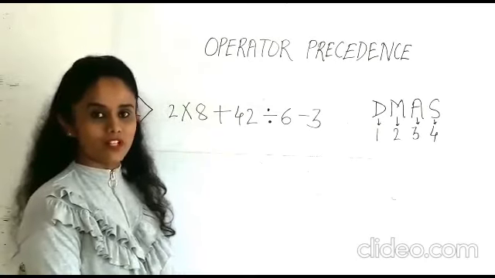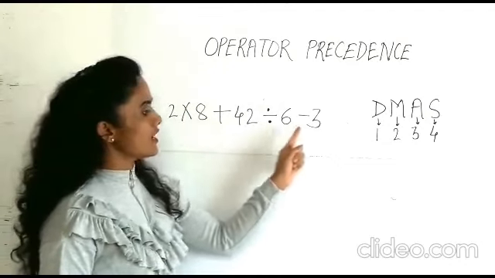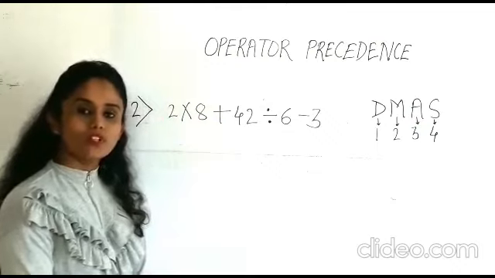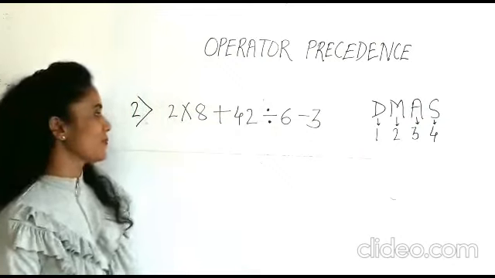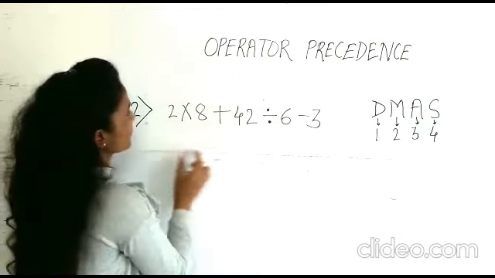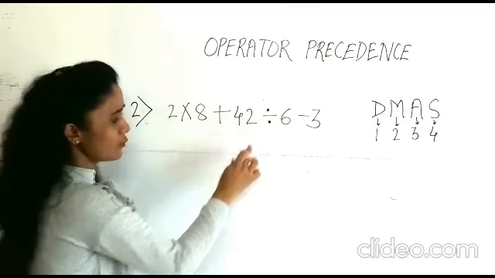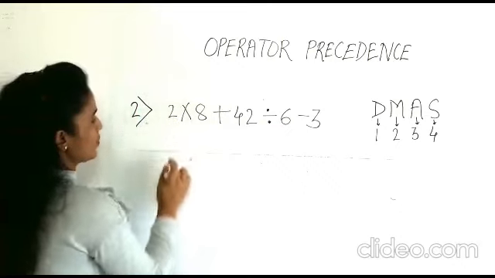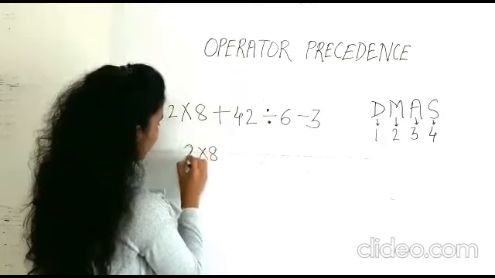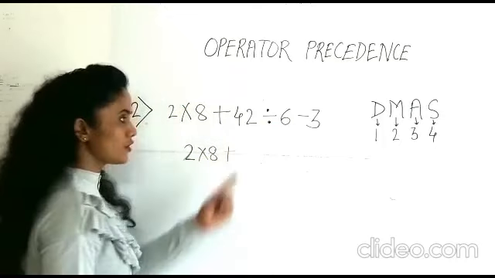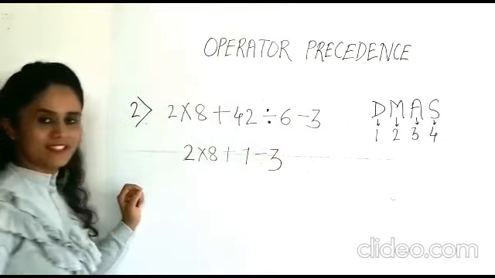Let's solve the next expression which has all the operations in it: multiplication, addition, division and subtraction. Now which operation will you perform first? Yes, division always comes first. So here is the division part. We'll solve this first. 42 divided by 6 is 7, which we'll write in the next step. So we'll write the next step, that is 2 into 8 plus 42 divided by 6 is 7, minus 3 as it is.